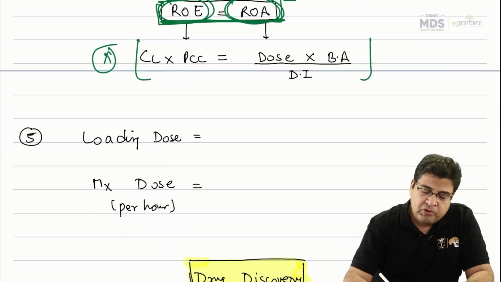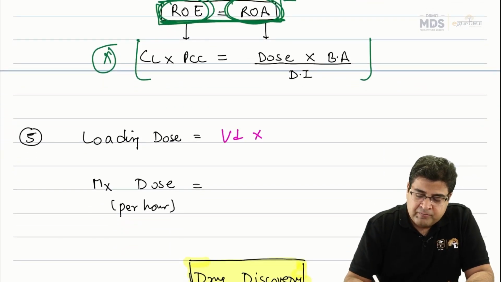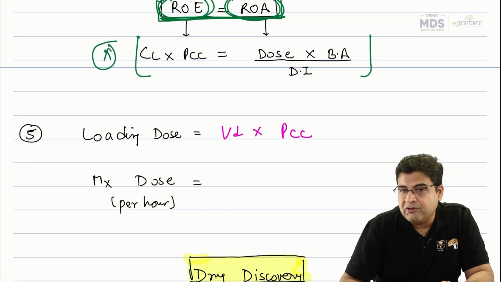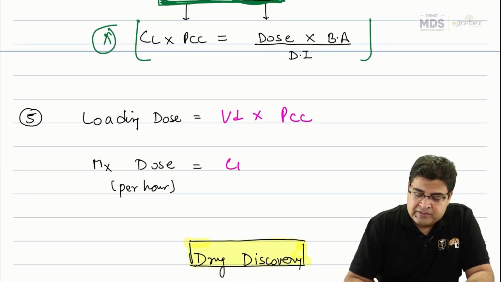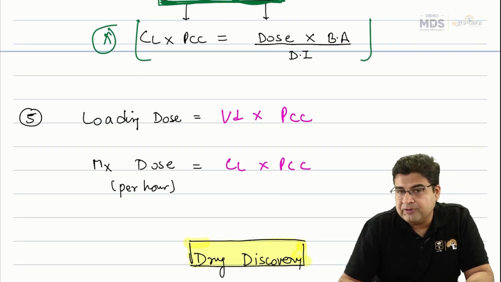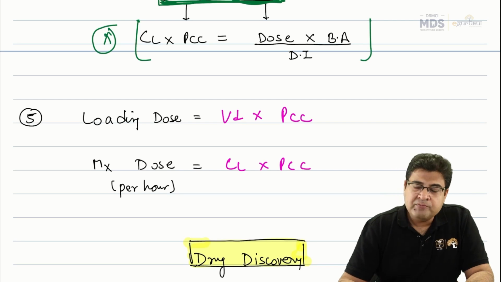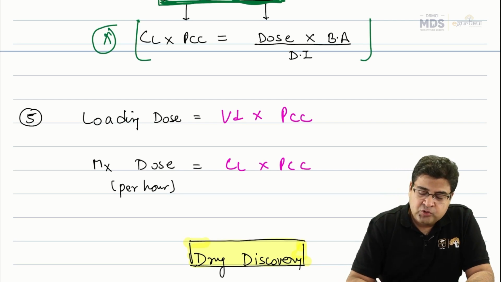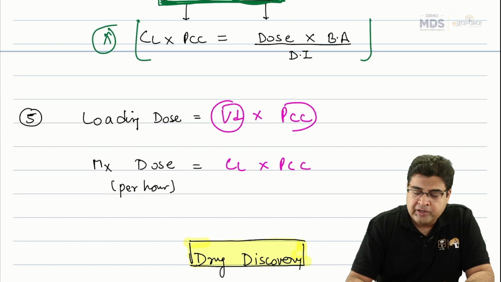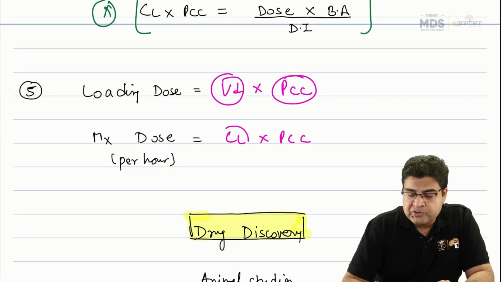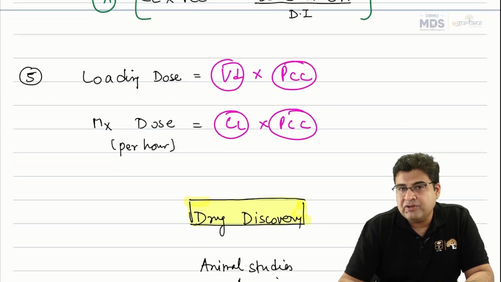Now guys, the loading dose formula is given by volume of distribution into plasma concentration. And the maintenance dose formula is given by clearance into plasma concentration. So if a question comes, the loading dose depends upon which two parameters? You will mark volume of distribution and plasma concentration. Maintenance dose depends upon clearance and plasma concentration.